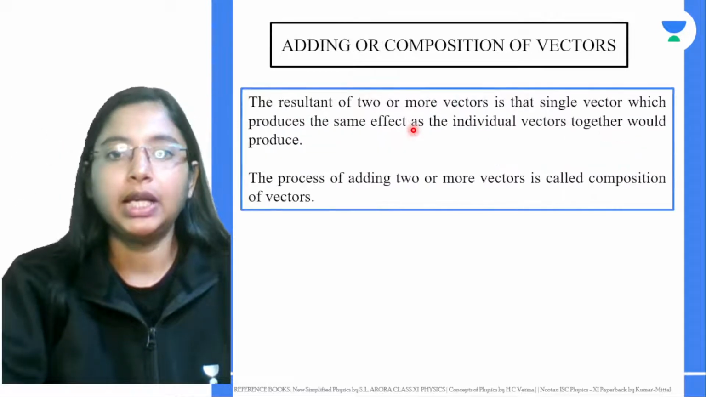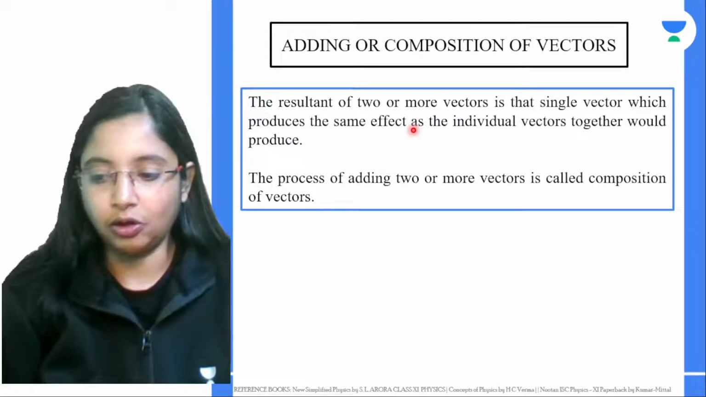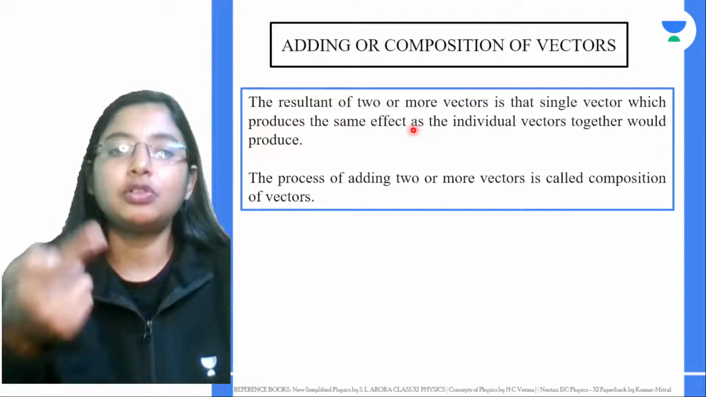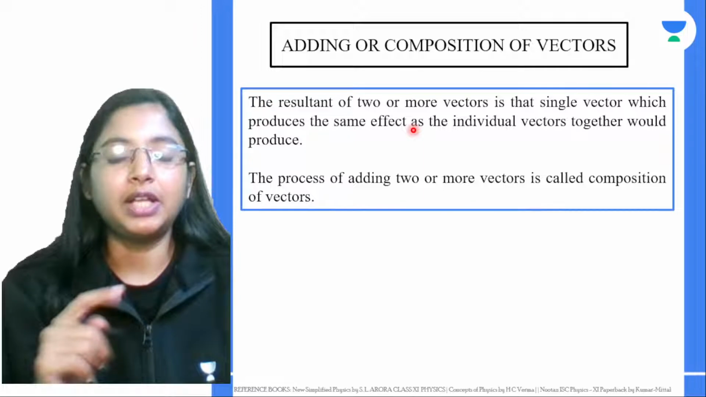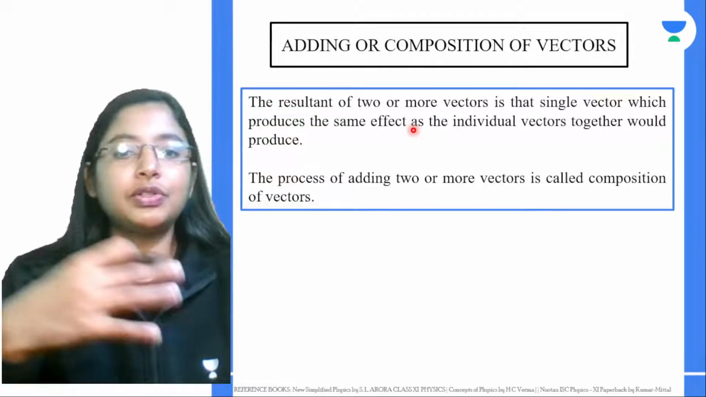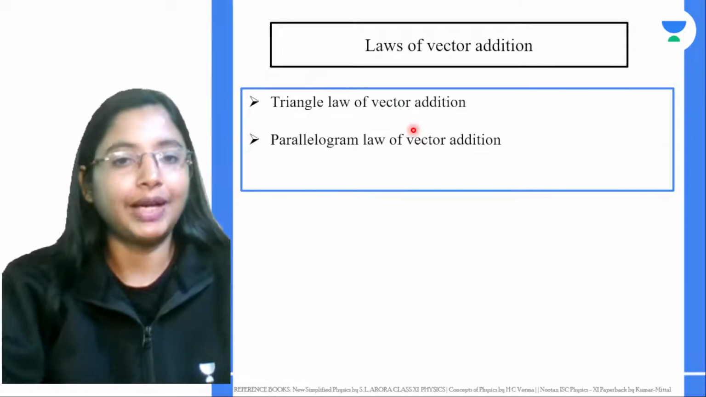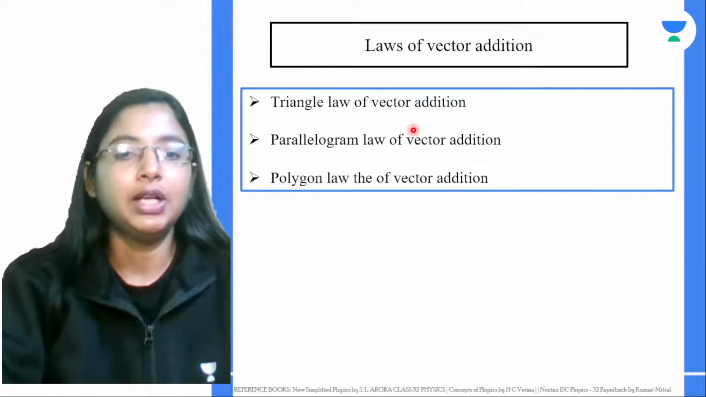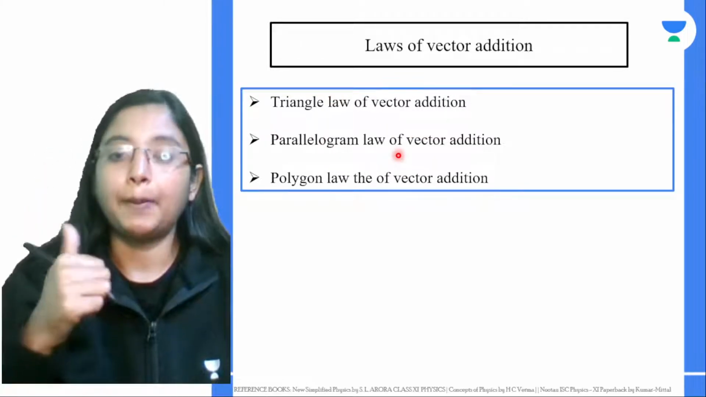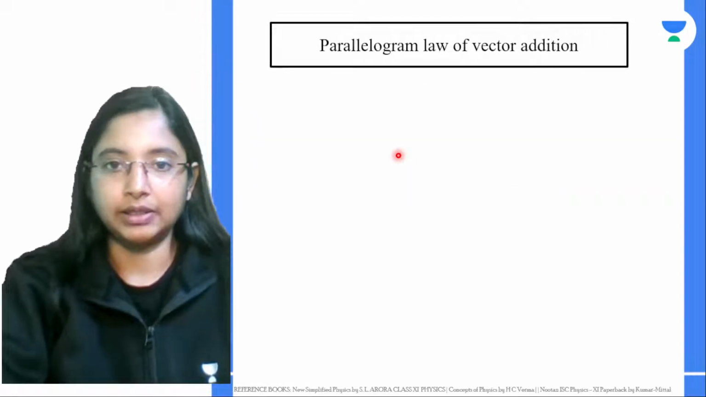Now we also saw that when there are 2 vectors acting on a single object, the result, if it is produced by one single vector, we call that the resultant vector. The process of adding 2 or more vectors is called composition of vectors. According to the laws of vector addition, we have the triangular law and the parallelogram law of vectors, with which we can add only up to 2 vectors. But using the polygonal law of vectors, we can add up to 3 or 4 vectors.